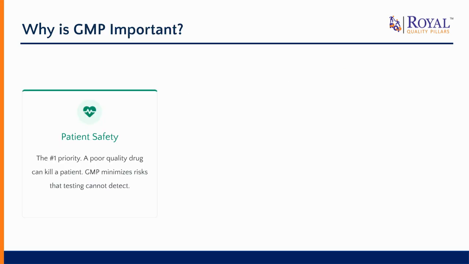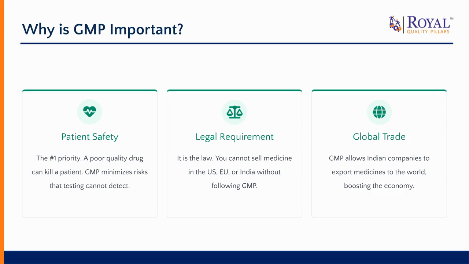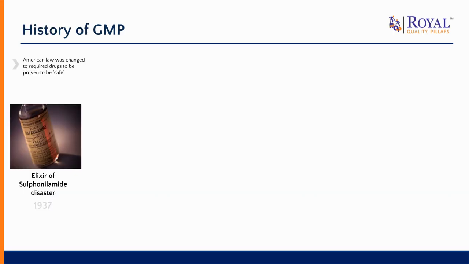Why do we have all these strict rules? Patient safety. This is the moral answer. If a car breaks down, you walk. If a heart medication fails, the patient dies. We cannot test safety into a product. We must build it in. Legal requirement. It's mandatory. No GMP certificate means no license to manufacture. Business. If Indian companies want to sell to the US or Europe, where the profit is, they must follow global GMP standards. Let's take a brief look at the history of GMP.